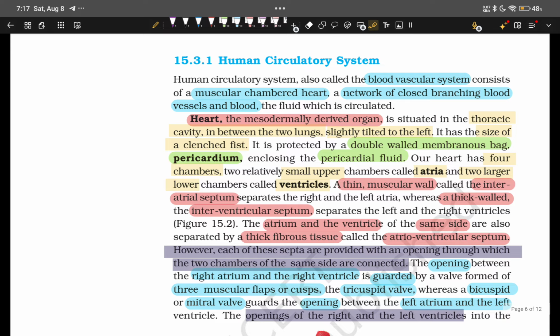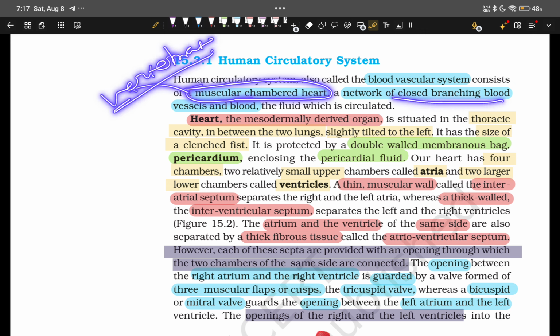Now we have the human circulatory system. In the human circulatory system, we have a muscular chambered heart, a network of closed branching blood vessels, and blood. It's also called the blood vascular system, consisting of all these three. Understand one point: a muscular chambered heart is present in all vertebrates without any exception. And one more thing: closed branching blood vessels are present here because humans are organisms with a closed circulatory system.